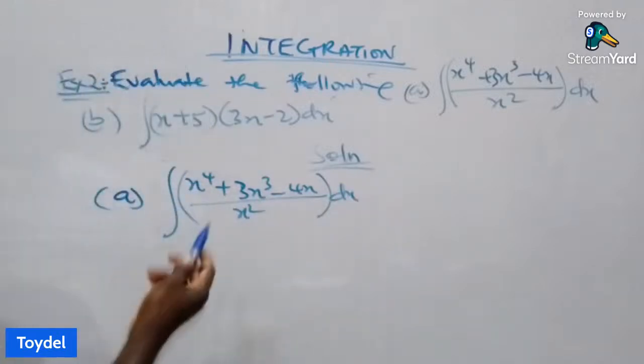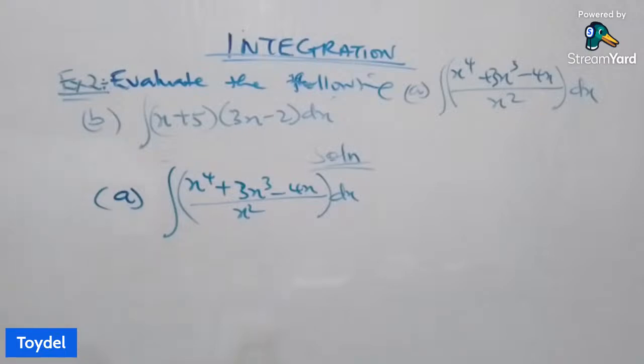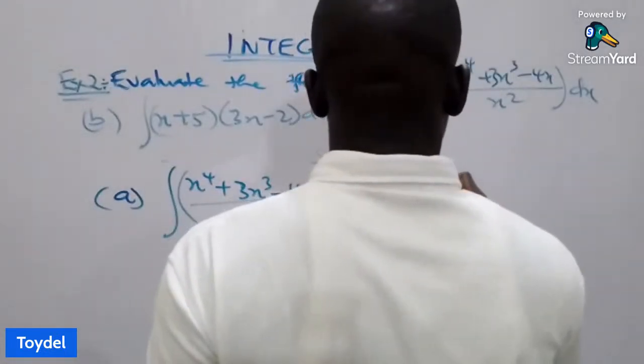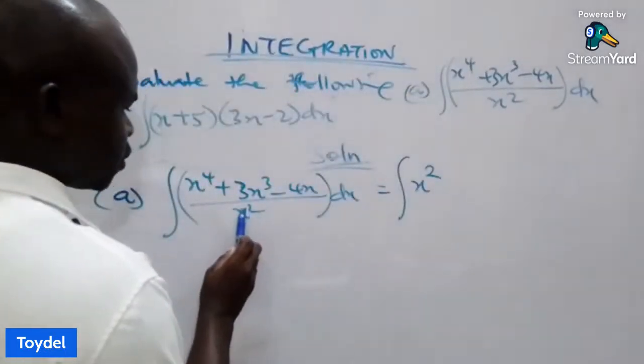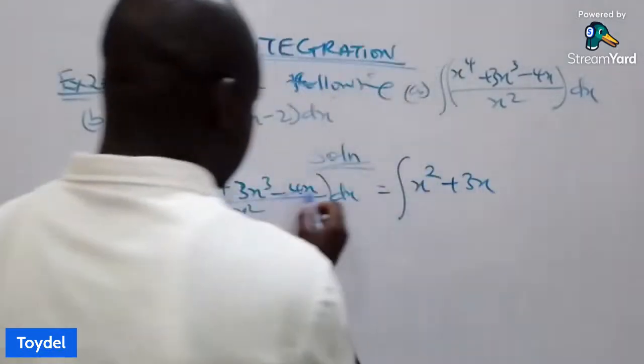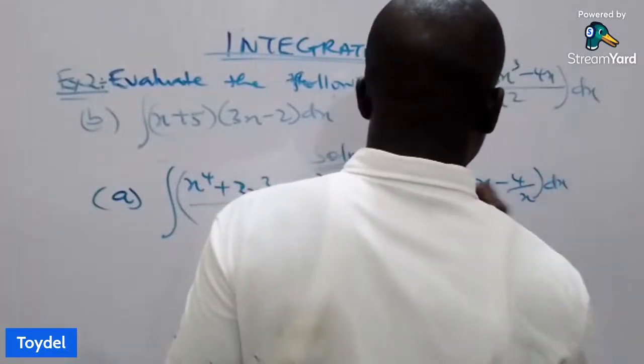So in this case now, it depends on how you want to approach it. I might decide to divide through by x squared. I can do that. I'll just divide through by x squared. Then if I do that, I'm going to get the integral of x squared over x to the power 4, which reduces to x squared plus 3x, then minus 4 all over x, everything in brackets dx.